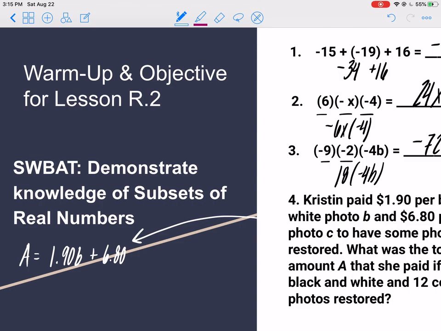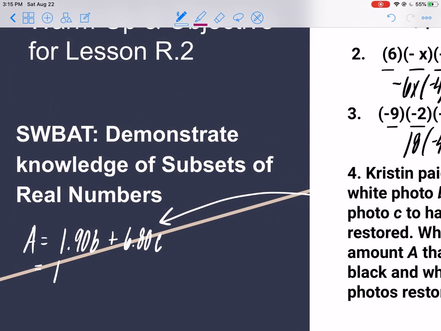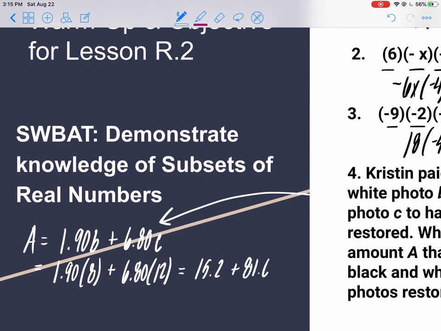$6.80 per colored photo. Okay, and if we know the number of black and white photos that she ordered is 8, we can put that in for B, and then the number of color photos she ordered is 12. We can plug that in for C, which then becomes 15.2 plus 81.6, which ends up giving us a total of $96.80. So that is the amount that she spent.